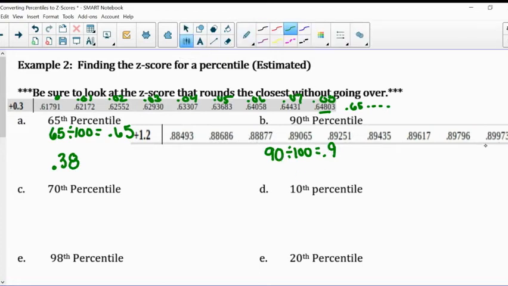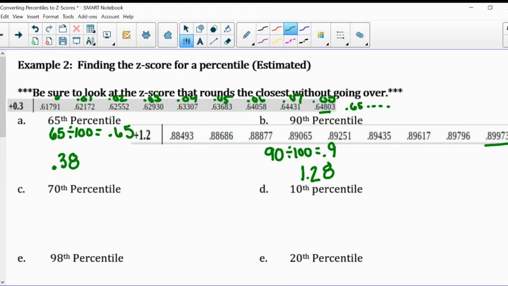So if you look way down here, do you see that number, 0.89973? That's the closest to 90 without touching 90 that we get to. So our z-score table is 1.2. This is 0, 1, 2, 3, 4, 5, 6, 7, 8. So 0.128.